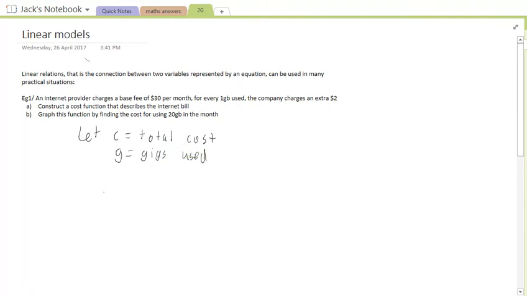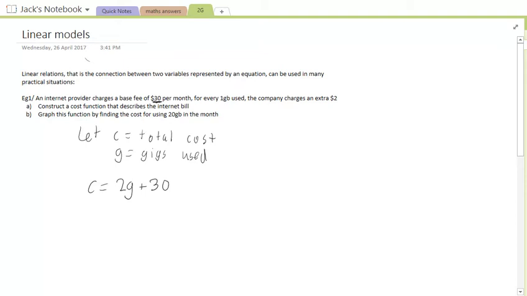Okay, so how would we set this up? Pretty simple. We're trying to find a cost function, so cost we know is equal to... Reading the question, it's good to underline as you're going. Even if they use no data whatsoever, there's going to be a fixed cost of $30. We put that in because no matter how many gigabytes they use, they're going to pay $30. We also know that for every gig used, which is the variable, the company is going to charge an extra $2.